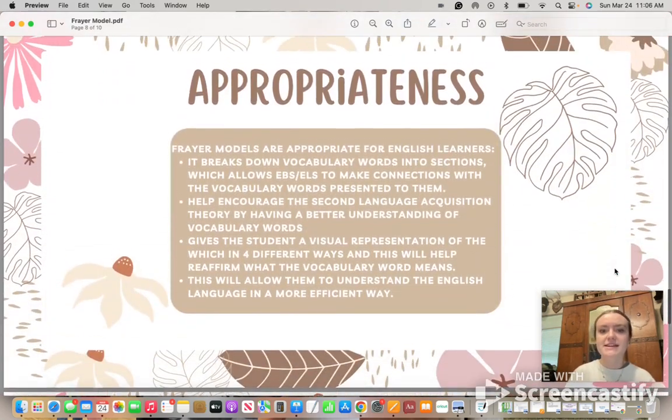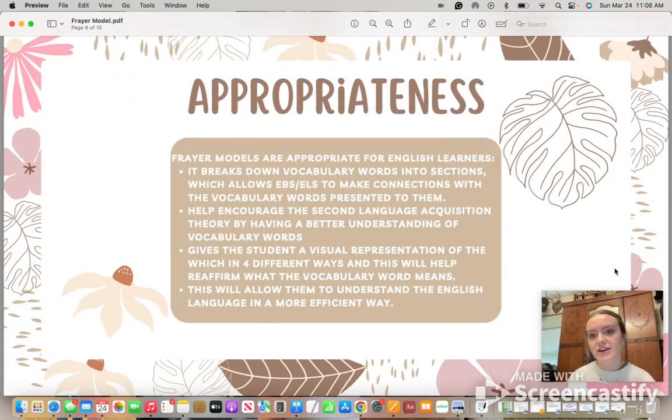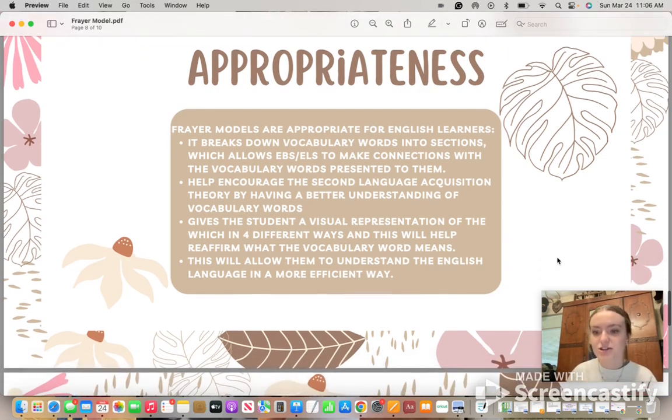As for appropriateness, it's very appropriate for English learners, especially because it breaks down the vocabulary words to make it easier for them to acquire the word, and it helps make connections. It encourages second language acquisition theory by giving a better understanding. It also gives a visual representation of the word and helps solidify their knowledge about it, and it helps them understand the English language in a more efficient way.